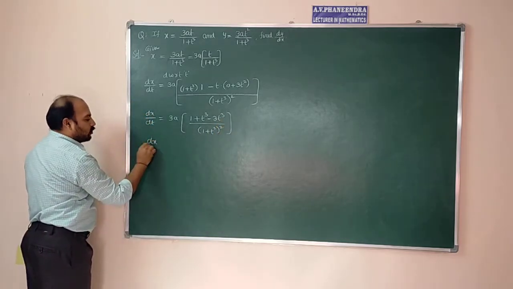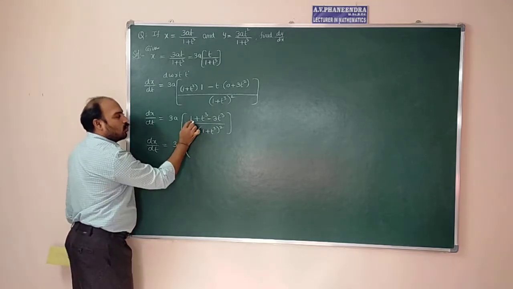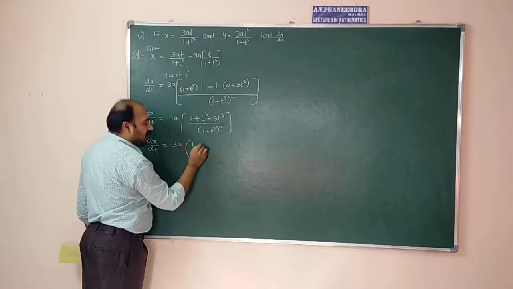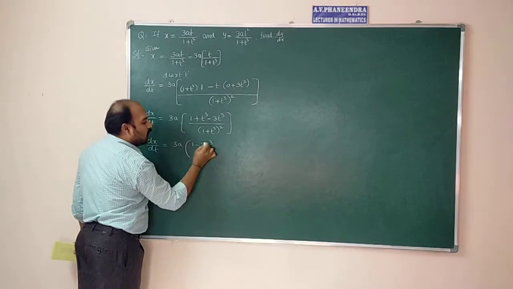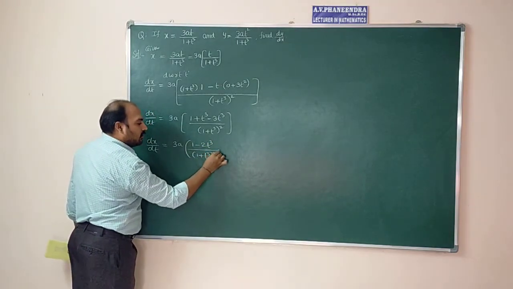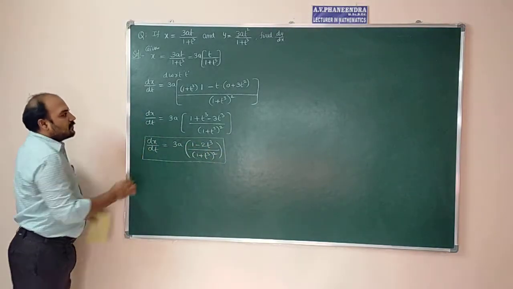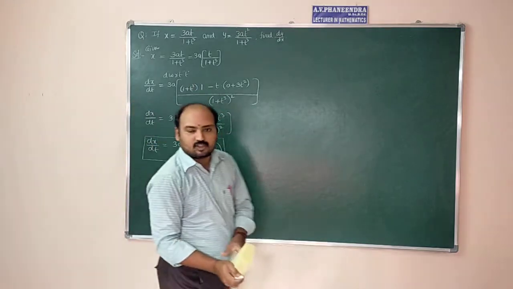dx by dt is equal to 3a into 1 t cube minus 3t cube is 2t cube, whole divided by 1 plus t cube whole square. This is the value of dx by dt. A similar procedure you have to follow to calculate for y also.